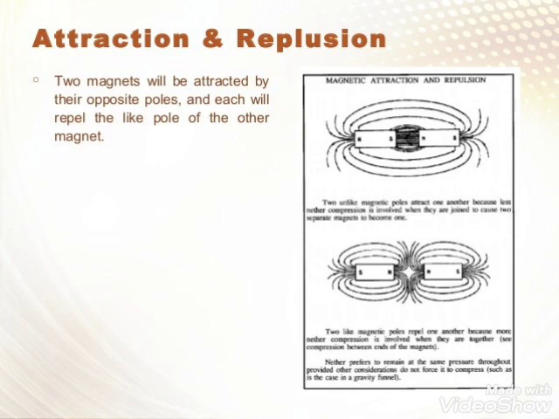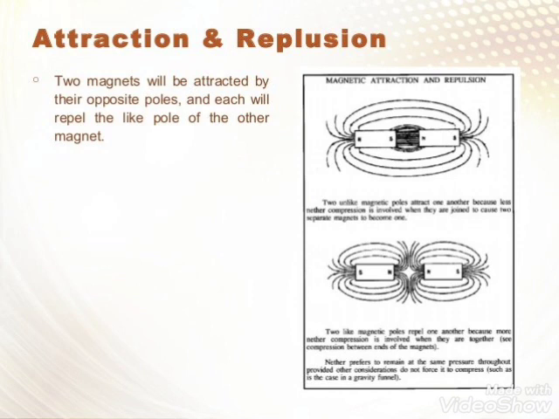Let's now come to the attraction and repulsion theory. What attracts and what repels? Two magnets will be attracted by the opposite poles, and each will repel the like pole of the other magnet. How do you understand this? Each magnet has two poles, north pole and south pole. North and north are the same, they are like. North and south are unlike, they are not the same, they are different, they are opposite. And south and south, again, are the same, they are like.